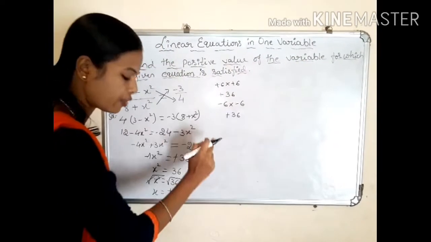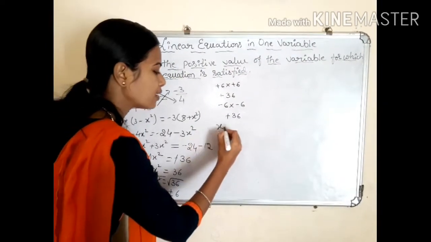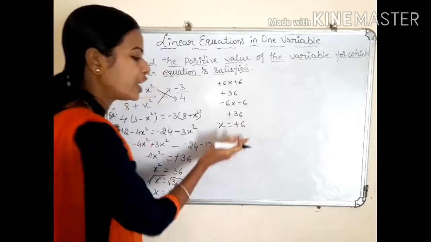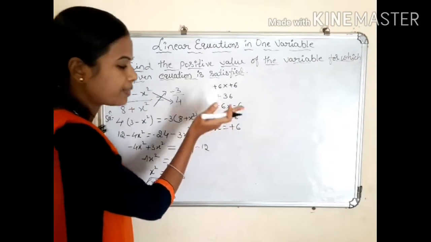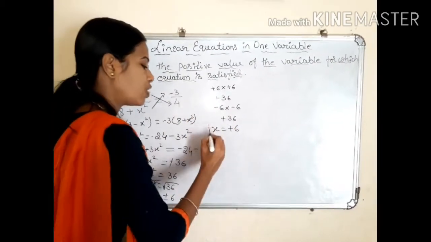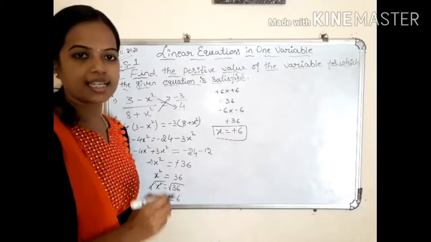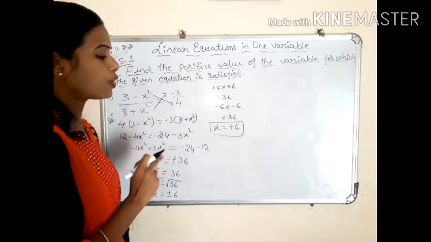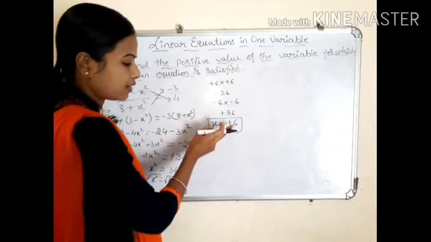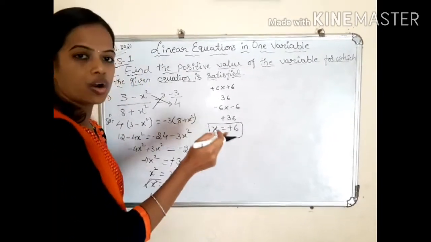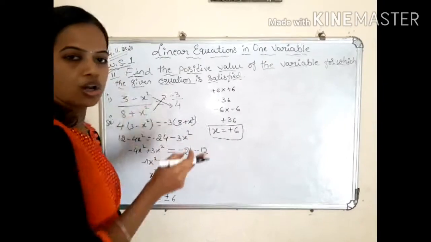Nothing but you have to write the x value as positive. Only consider the positive value, nothing but plus 6. What did we get here? The variable answer, nothing but the x answer, is 6. Now you have to check whether 6 is correct or not, whether it satisfies the equation or not.